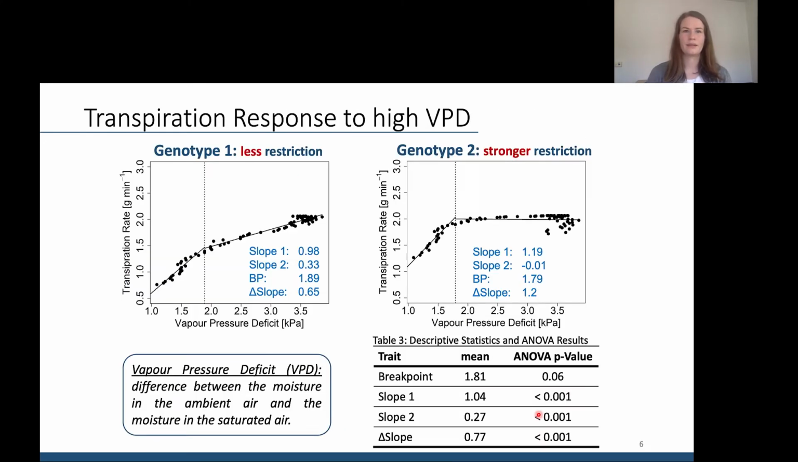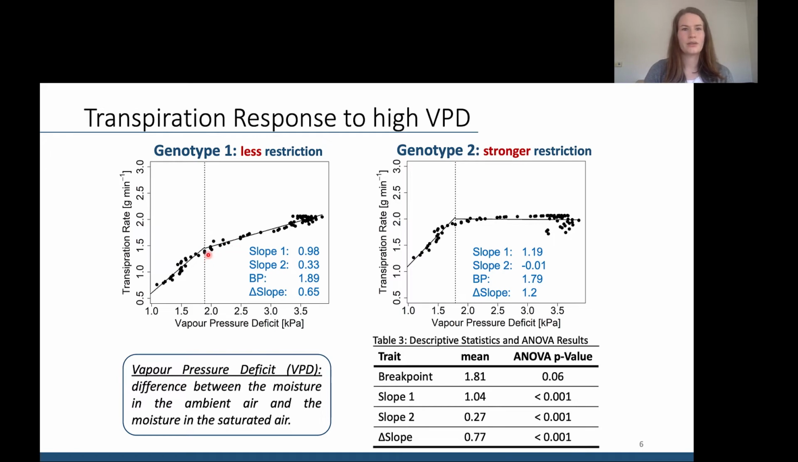It is assumed that a restriction of the transpiration rate at higher vapor pressure deficits enables the plant to conserve soil water, which results in a higher water use efficiency. To see how our wheat lines respond to elevated VPDs and whether they differ in this reaction, we performed a segmented regression analysis. From this analysis, a breakpoint can be identified, which is the VPD at which the genotype starts to limit its transpiration rate.